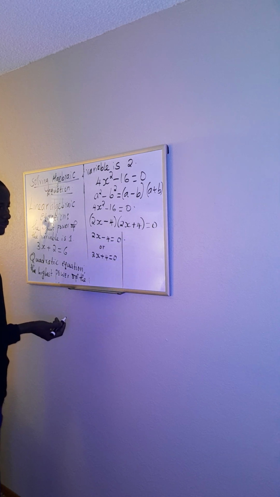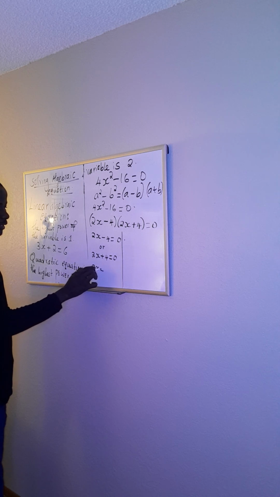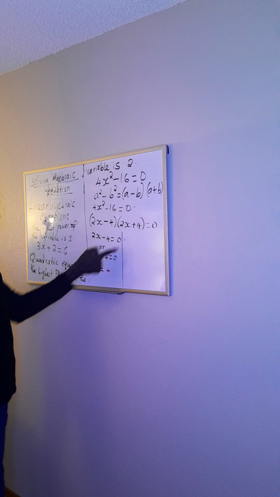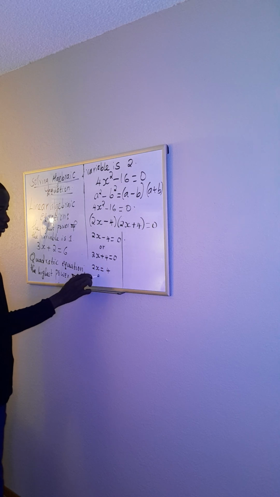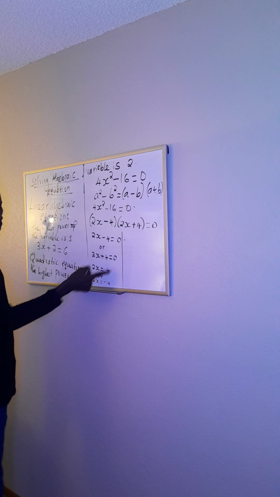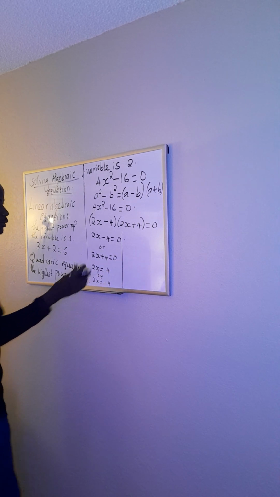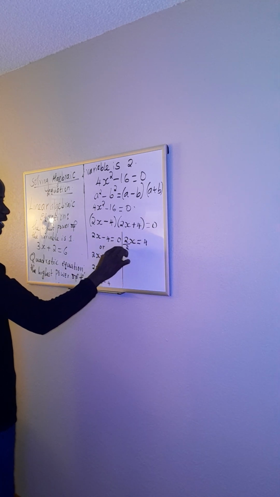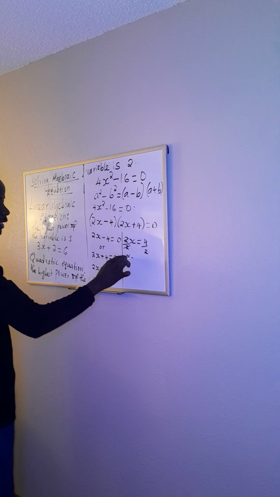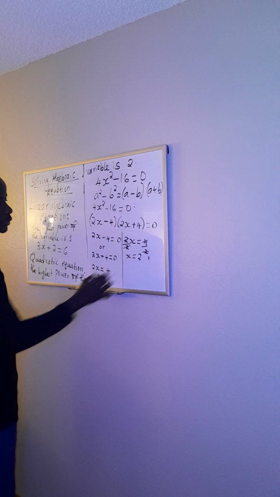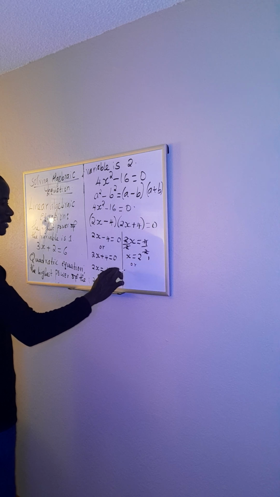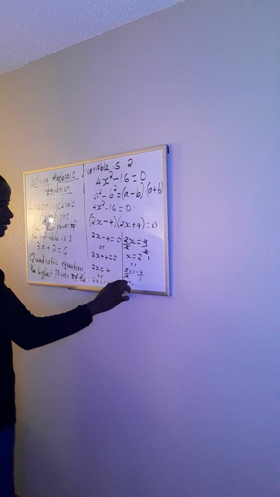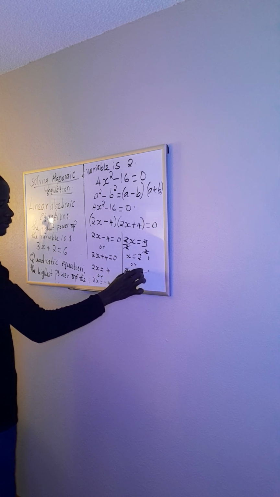Then I go ahead and solve. I start with the first one. 2x is equal to positive 4. This is negative, and when it crosses the equal sign, it becomes positive. The second one: 2x is equal to negative 4. This is positive, and when it crosses the equal sign, it becomes negative. Then finally, I get the two values of x, the two roots. So 2x is equal to 4. I divide both sides by 2, so x is equal to 2. The next solution: 2x is equal to negative 4. I divide both sides by 2, so x is equal to negative 2.